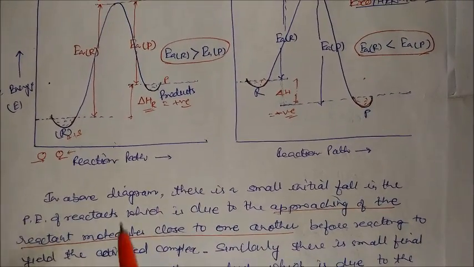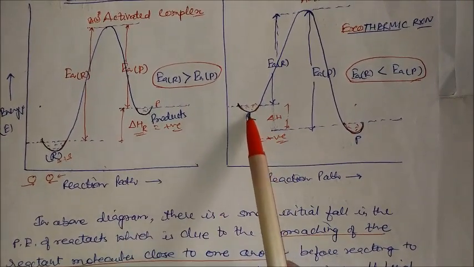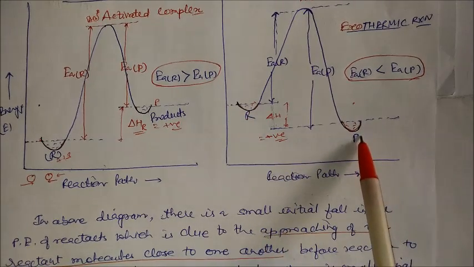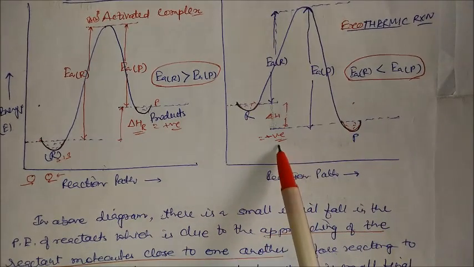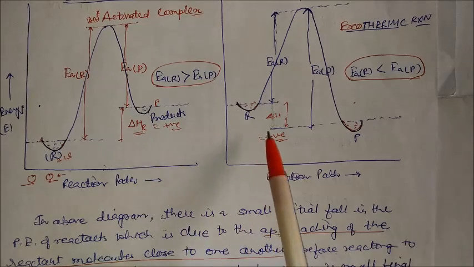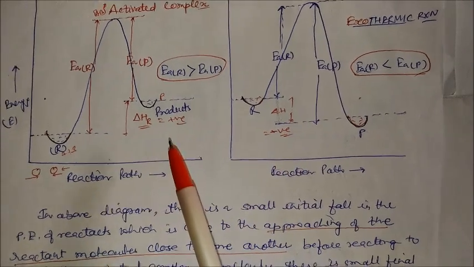Now in the above diagram you can see that the energy of the reactant is more than the energy of the product. So in this case delta H is negative, and in this case delta H is positive. This is an exothermic reaction, and this is the endothermic reaction.